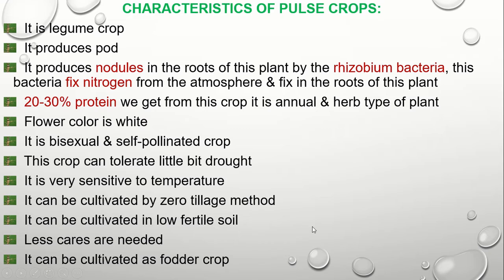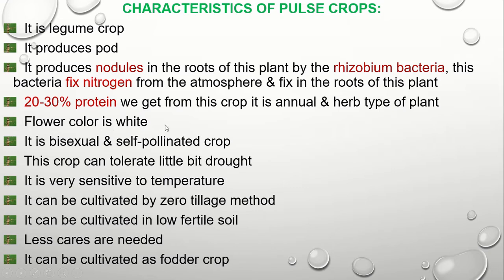What are the characteristics of pulse crops? Basically, it's a legume type crop because this crop is of the leguminous family, and its fruit type is pod. Then it produces nodules in the root system and fixes a bacteria named rhizobium, and this bacteria can fix nitrogen from the atmosphere in the plant's root system. We get 20 to 30% protein from this crop, and this is an annual crop and herb type of plant.